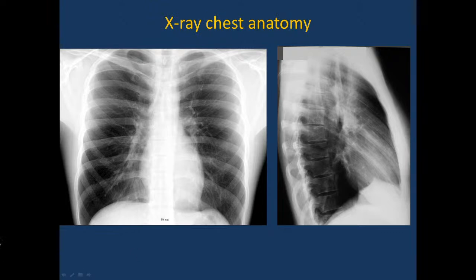X-ray chest anatomy shows us the ribs. You see ribs, and their connection with the thoracic bodies. We see even the sternoclavicular joints here, and from the lateral position we also see intervertebral discs. We can examine the body of the thoracic vertebra and even the heart. So you see here, this is the heart, which is also visible laterally.